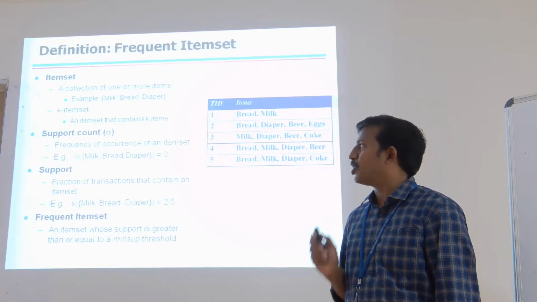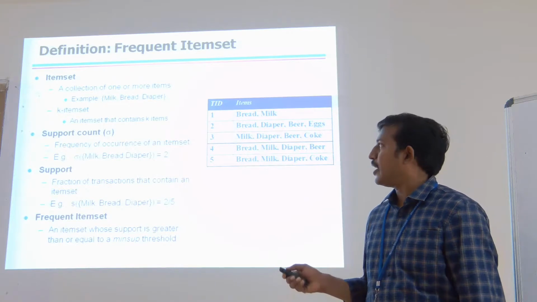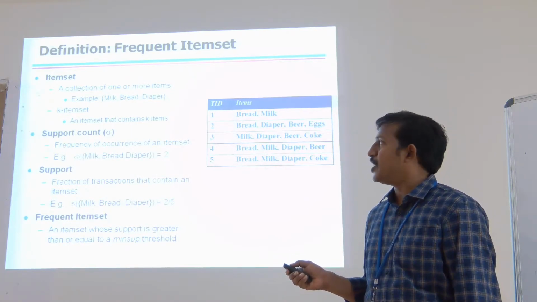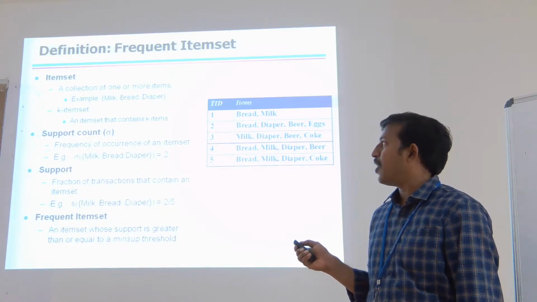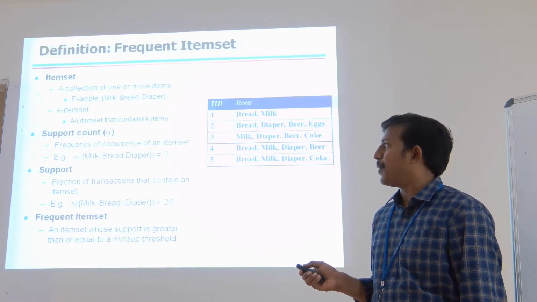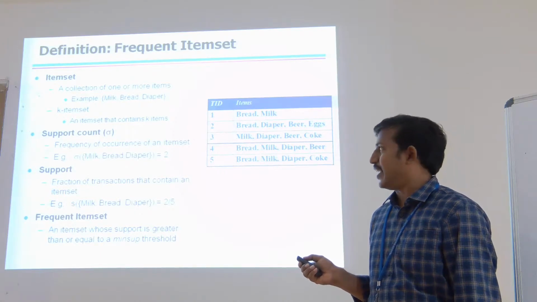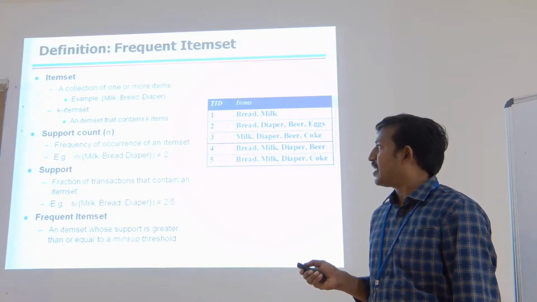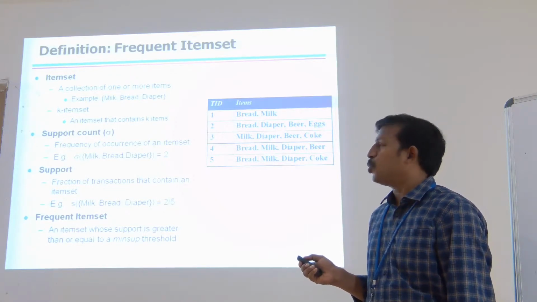Next, we will discuss support count. Support count is represented by the symbol sigma. This indicates the frequency of occurrence of an item set. For example, sigma of milk, bread, diaper is equal to 2. This indicates that in the transaction database, milk, bread, diaper together appeared in two transactions.